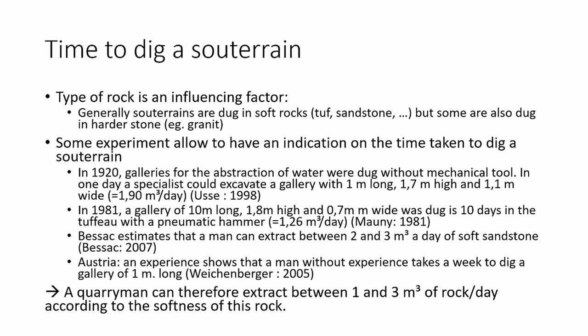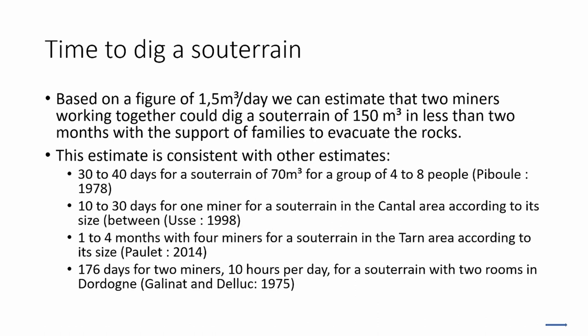But what we can conclude from this is that if you take two miners who are helped by their family or some other people just to extract all the rocks, it takes a couple of months, or 2-3 months, to make a middle range souterrain of 150 cubic meters. A bit more, a bit less, it depends. But it remained feasible in a relatively short term.